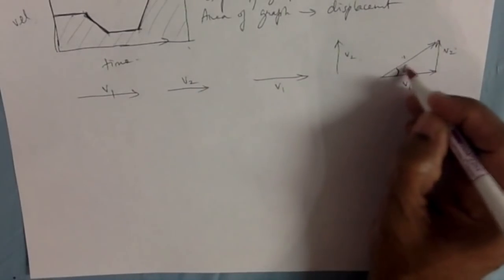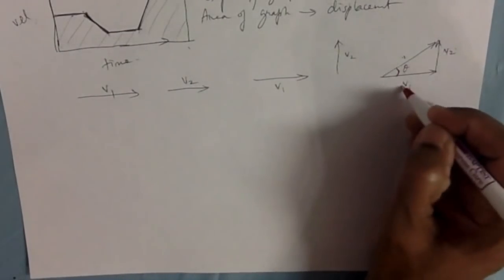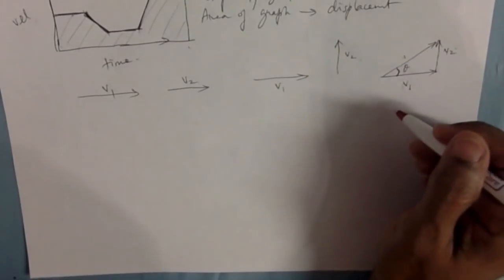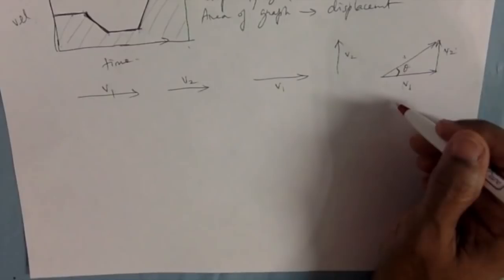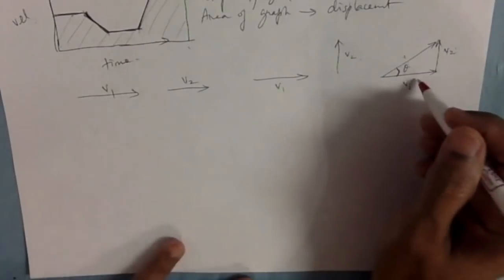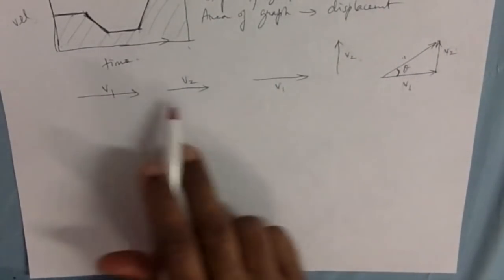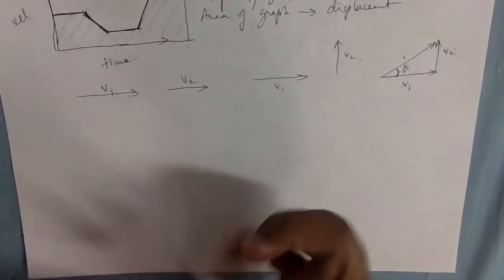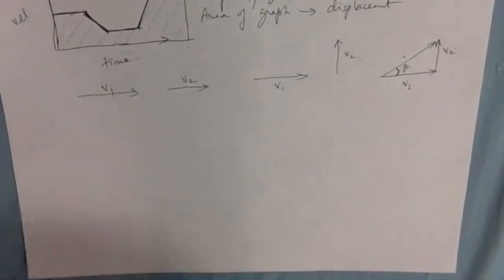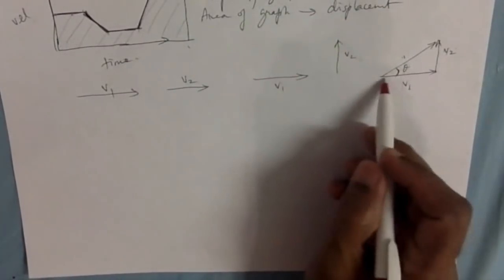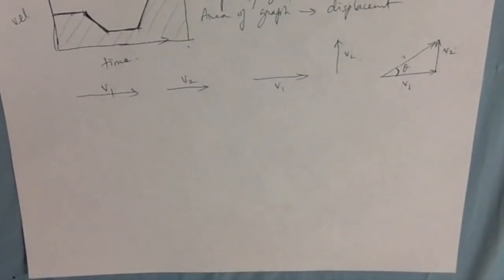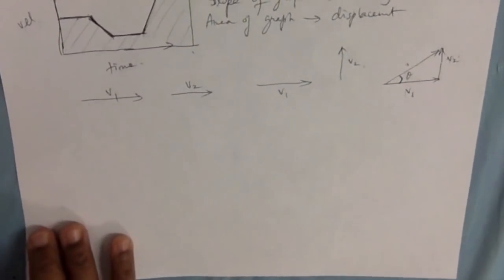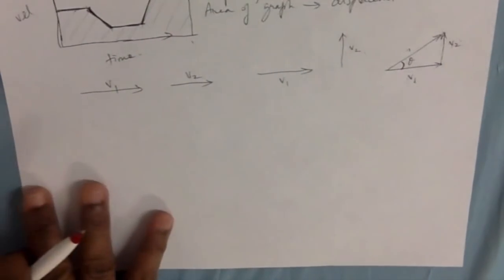If you use tangent of theta as this over this, you can figure out the angle as well. So make sure that you treat velocities and all those vector quantities with respect, because if they are in the same direction, it's easy, add them. If they are in opposite directions, then just subtract them. And if it is at right angles, then you have to use the Pythagorean theorem.